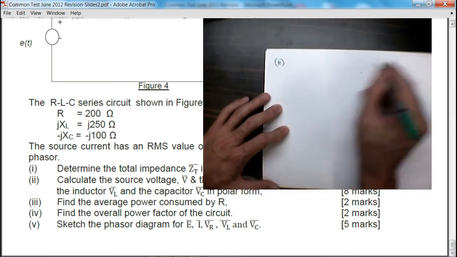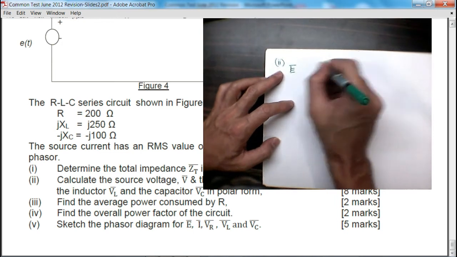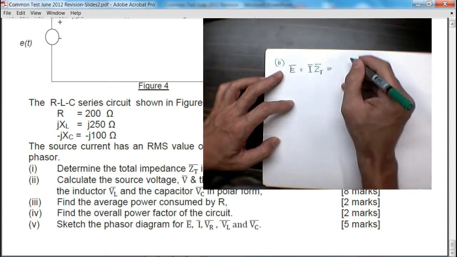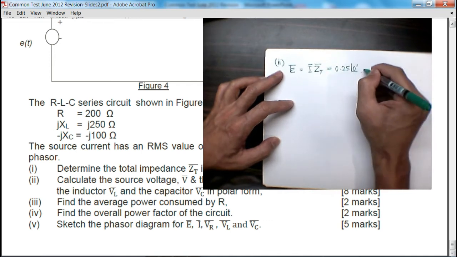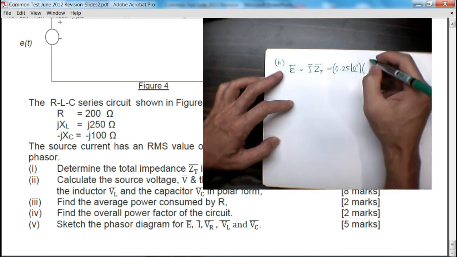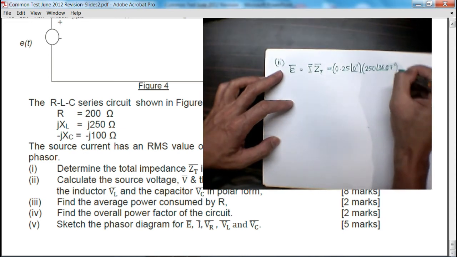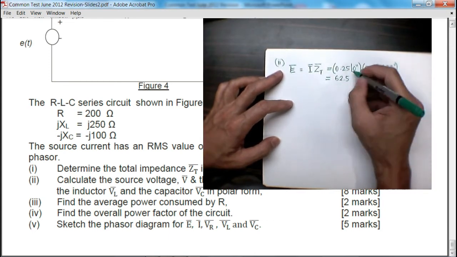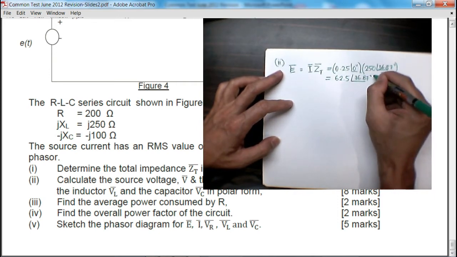The voltage drop, or rather the supply voltage E, can be computed from I times Z total. That equals 0.25 angle of 0 degrees multiplied by 250, the total impedance that we calculated in part 1. That gives us 62.5, angle of 36.87 degrees volt.